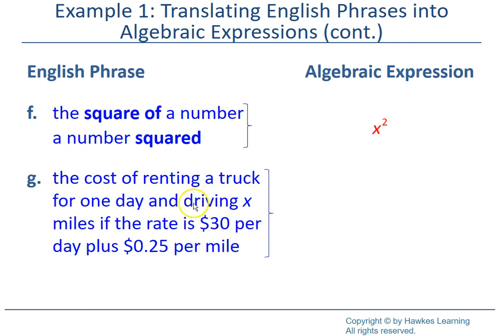So think about this for a moment. Well, you just want to know 1 day, so it's going to be $30 for the 1 day. And then this many miles, so 25 cents per mile, so it'll be $30 plus 0.25x, which is the number of miles.